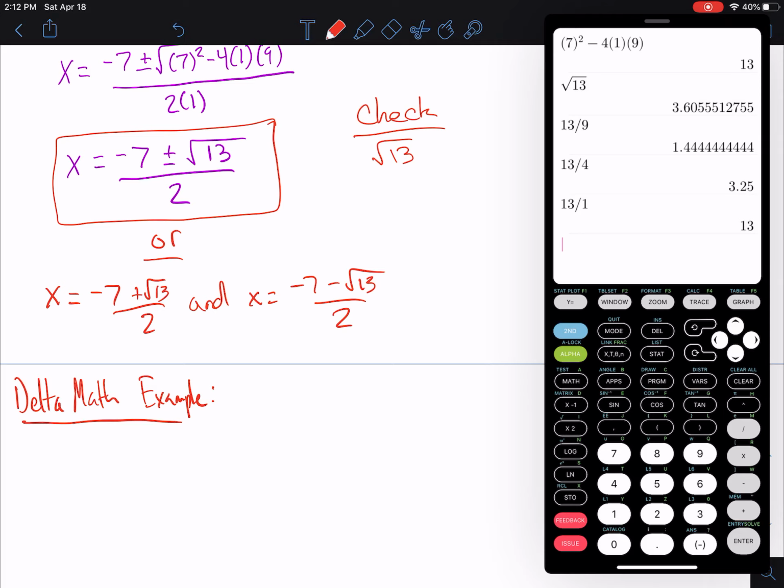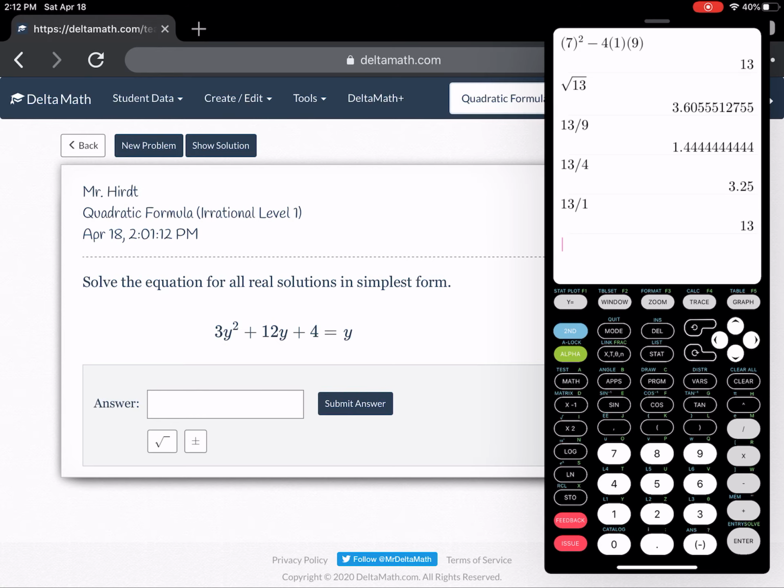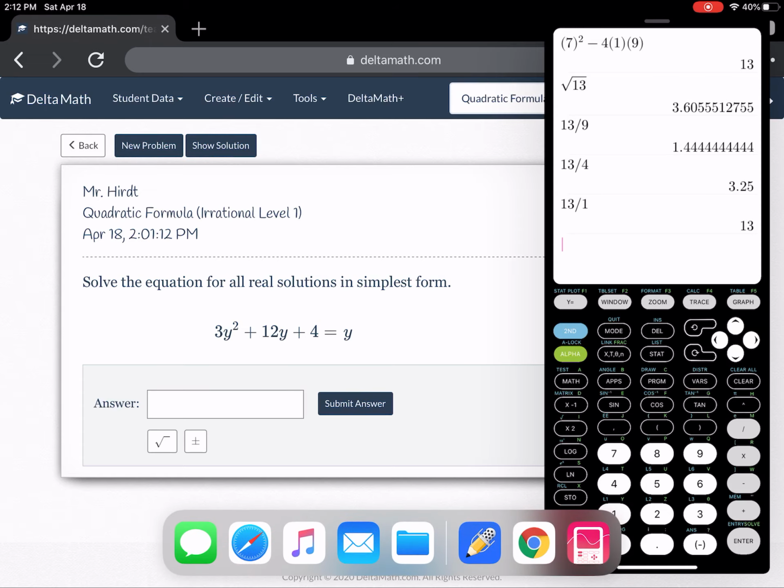I think that will help you guys out immensely, and it also cuts down on the number of assignments for you, okay? So if we go to Delta Math, you're going to see a question that looks like this. Solve the equation for all real solutions in simplest form. So we have 3y squared plus 12y plus 4 equals y.